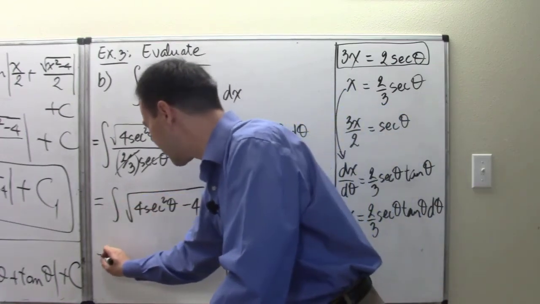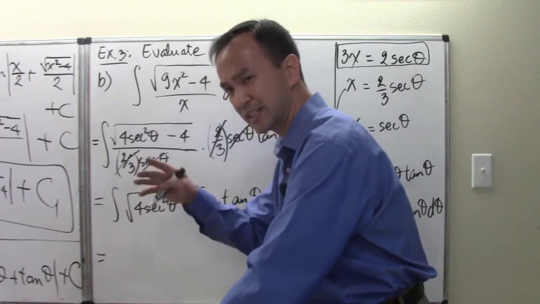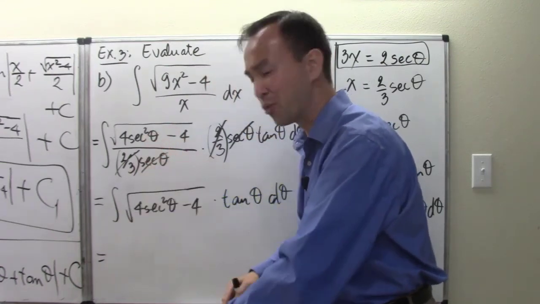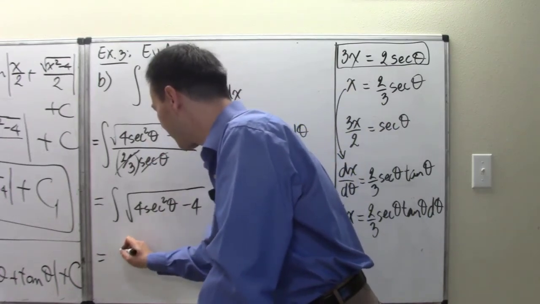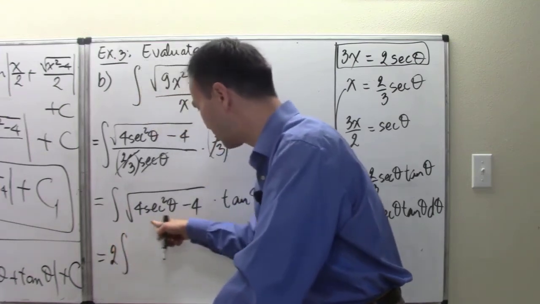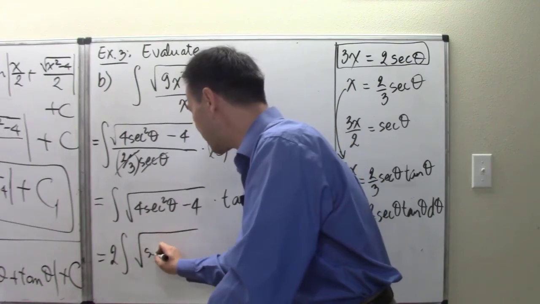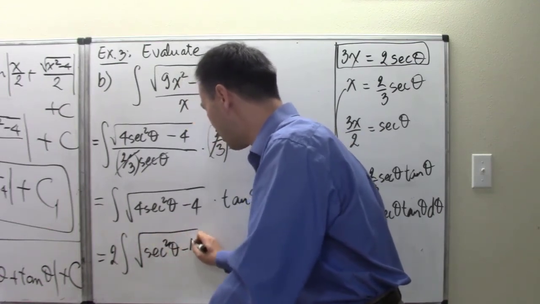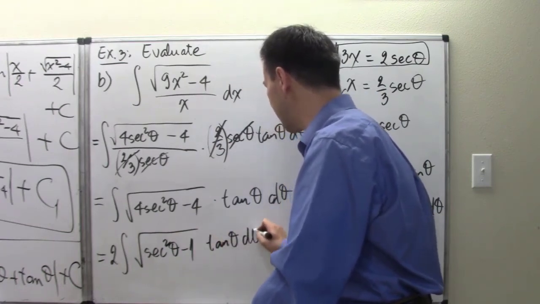So in our next step, as you have had enough practice right here, I'm going to start combining more little steps into one step. So now factoring out that 4 and putting it in front right here. It's going to be, and going through the square root is a 2. And now square root of the secant square theta minus 1. Okay, and then times tangent theta with a d theta.